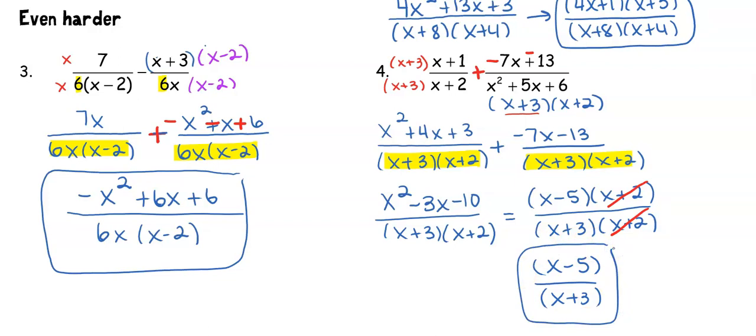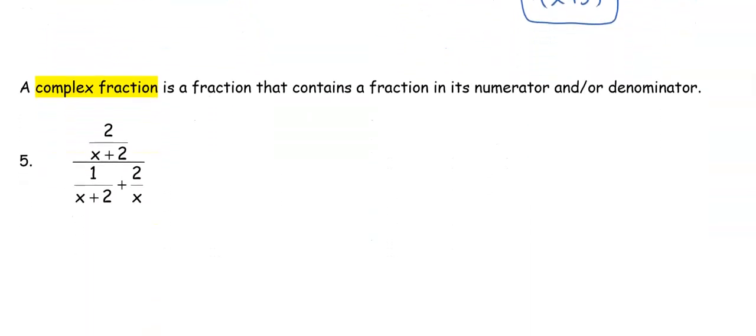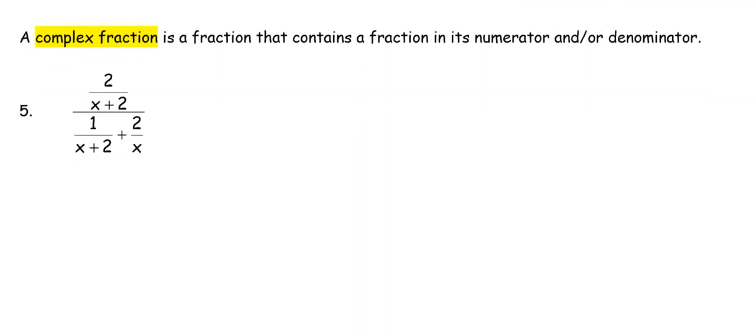Alright, so next we have a complex fraction coming up, and this is where we really need to pay attention. A complex fraction is a fraction that contains a fraction in its numerator and or denominator. So it's a fraction within a fraction. What I like to do with complex fractions is to really separate the numerator and the denominator. What we want to do is end up with one fraction on top and one fraction on the bottom. This one isn't actually that bad because I already have only one fraction in the numerator, so I don't have to do anything to that numerator.